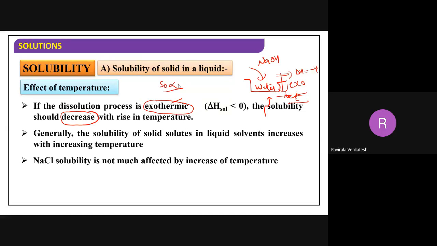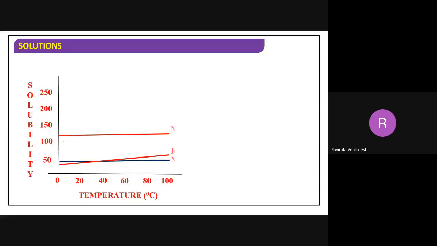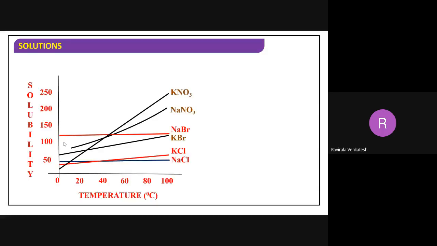Now see, NaCl solubility is not much affected by increasing temperature. I will explain by considering some graphs here. There are some types of solutes given in water. Now you observe NaCl here. You have raised the temperature up to 100 degrees Celsius. Once 100 degrees Celsius is reached, what happened to the solubility here? It decreased. See, it is decreasing from here.